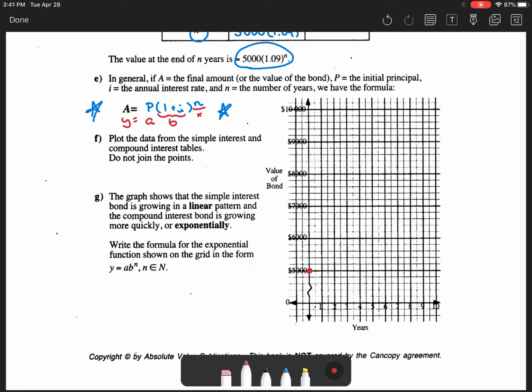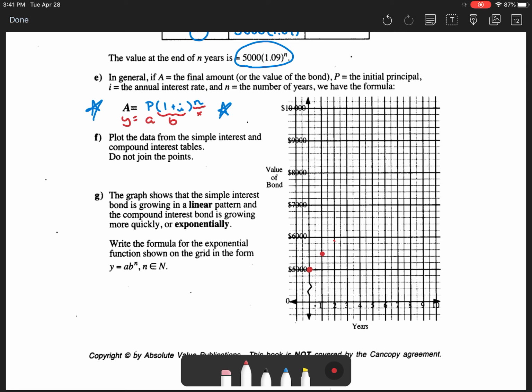So I start at time 0. In both situations we're starting with $5,000, which is right there. At year 1, 5,450. So I just have to determine what the scale is on the axis. It looks like we're going up by $200. So year 1 is 5,450, right about there. I'll be as accurate as I can. Year 2, 5,900, right about there. Year 3 is just about 6,400.